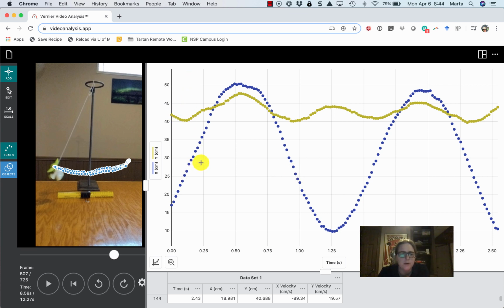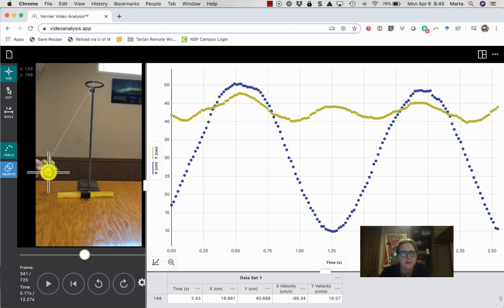Now, if I compare my horizontal position-time graph to my vertical position-time graph, you probably noticed that your vertical graph has a much shorter period. In fact, about half. So if I go back to the video and think about the way that pendulum moves, it swings downward and then it goes back up. That actually completes one vertical pattern, while it only completes half of a horizontal pattern.